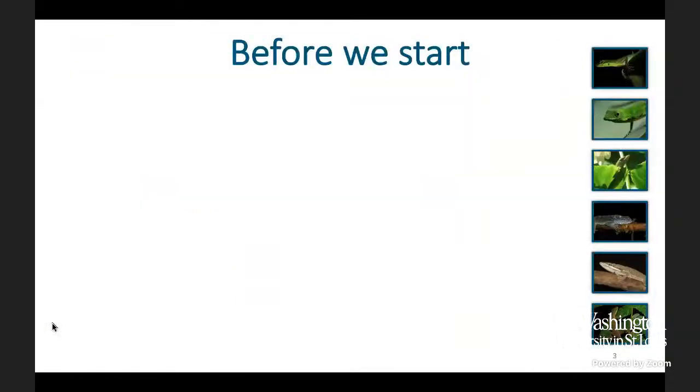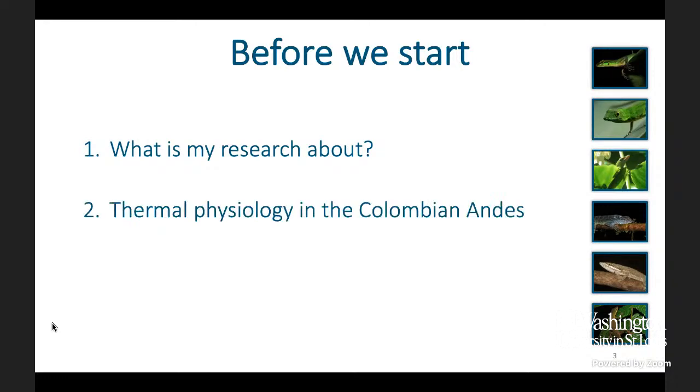So before we start, I'm going to give you the outline for my talk. First, I'm going to show you what I do for research. I'm in Jonathan's lab, so you know that I work with lizards, but I'm going to be more specific about what I do. Then I'm going to talk about the thermal physiology in the Colombian Andes and where my project is moving from here.